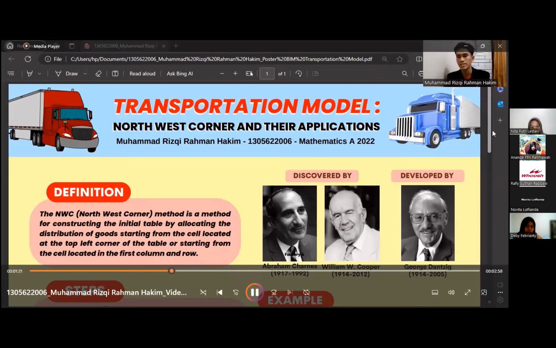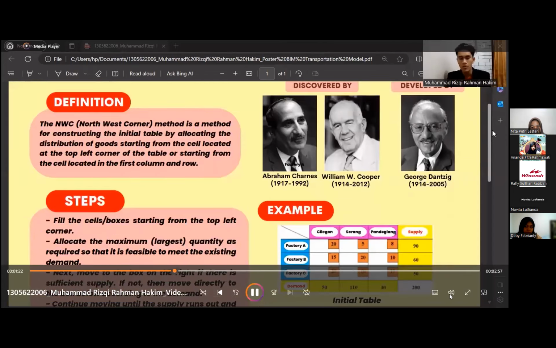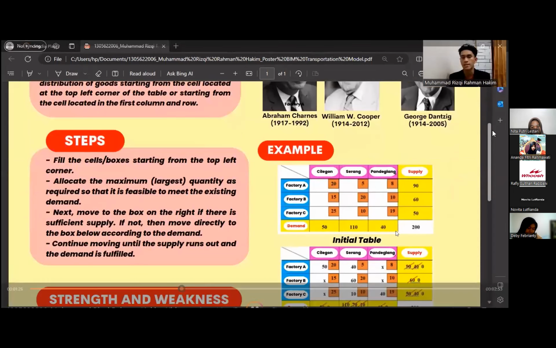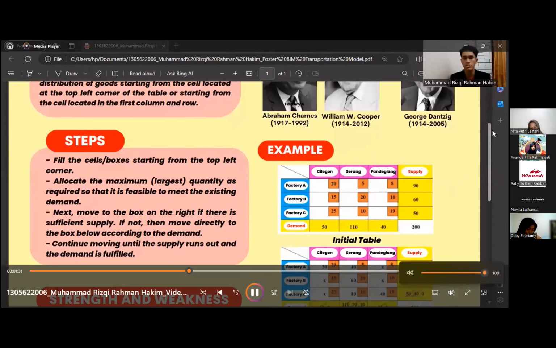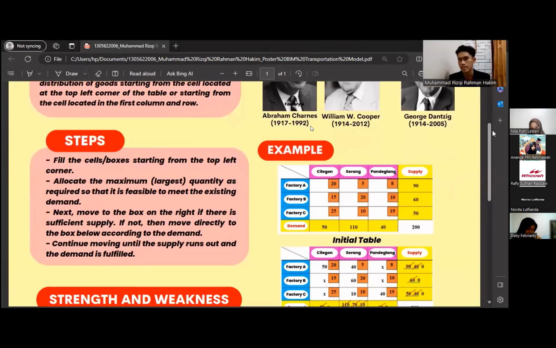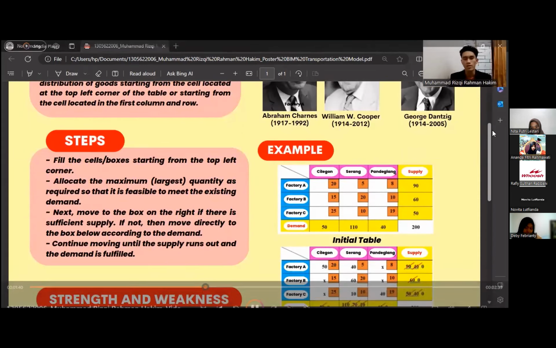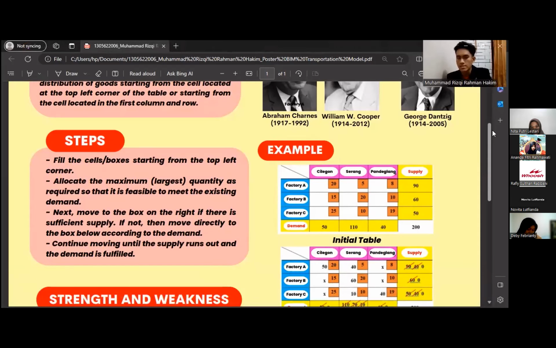Then how do we use it? First, we fill in the cell or box starting from the top left corner, then allocate the maximum largest quantity according to the need, so that it's possible to fulfill the existing demand. Next, we move to the box on the right if the supply is sufficient, but if not, move directly to the box below it according to the demand. Then continue moving until the supply runs out and the demand is fulfilled.